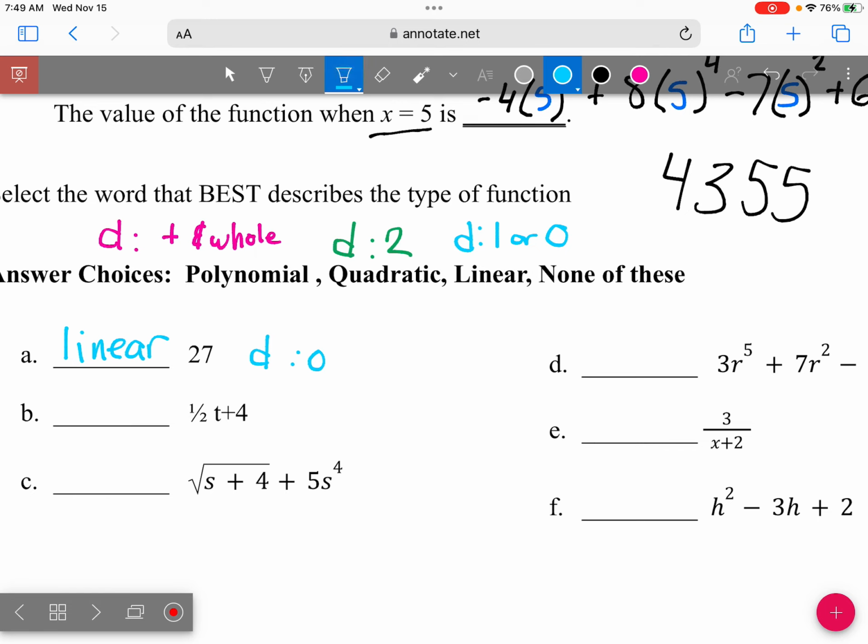So then let's look at B. What is our degree here?